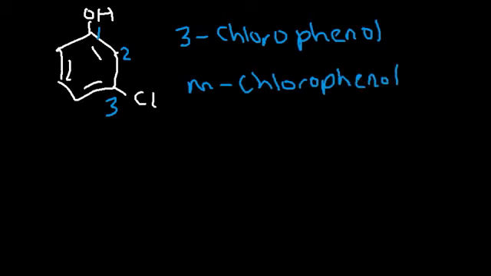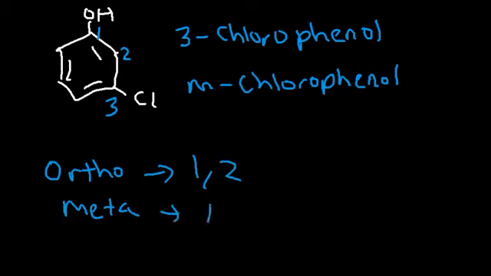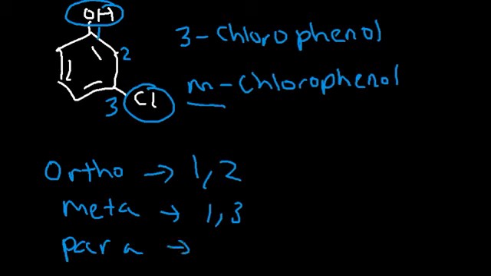Here's something you need to know. For benzene rings that have two substituents, if they're disubstituted, ortho, which will be signified by O, is 1,2. Meta is associated with a 1,3 connection, where the alcohol is on carbon 1 and the chlorine is on carbon 3, so that's why it can be called meta-chlorophenol. And the word para relates to the 1,4 position.